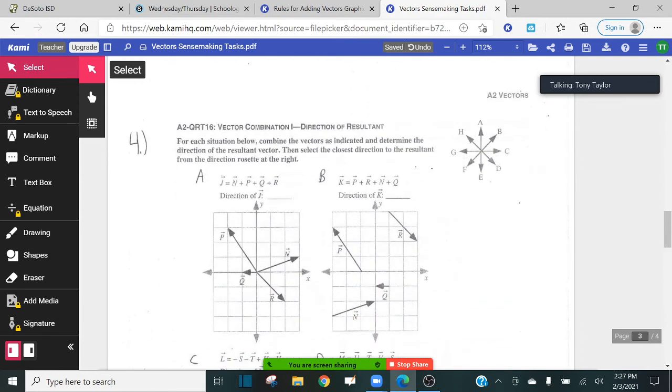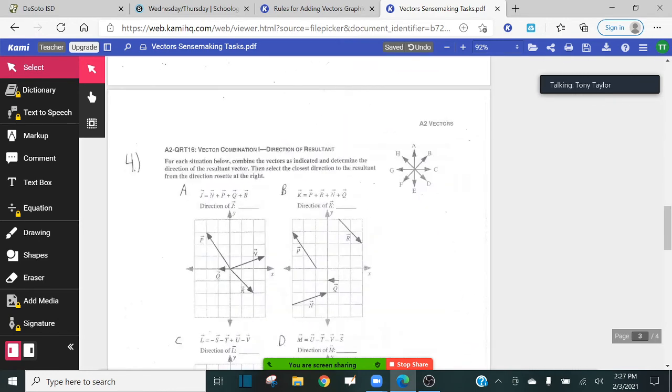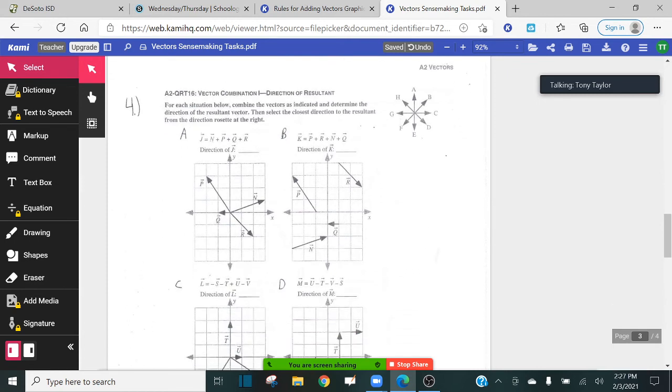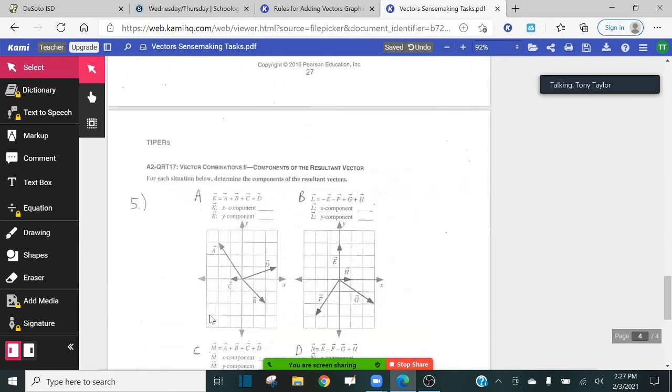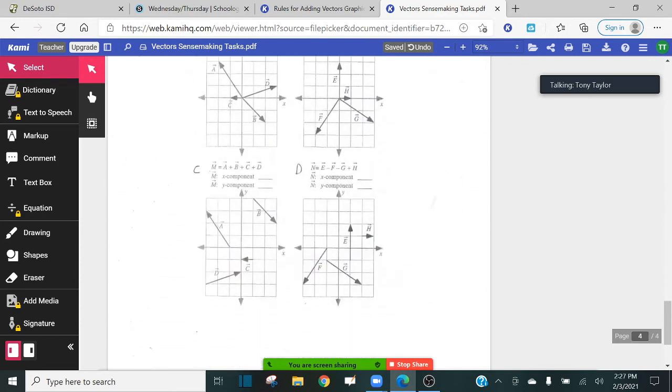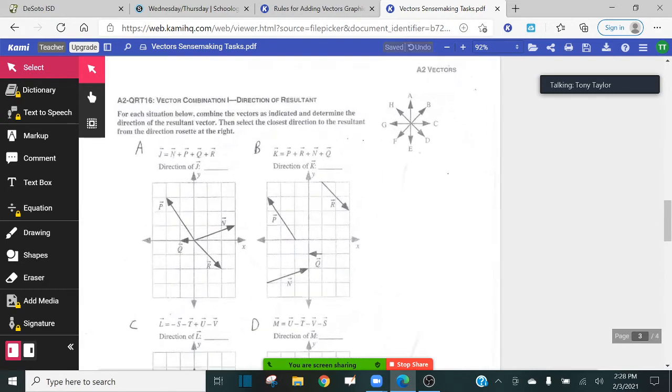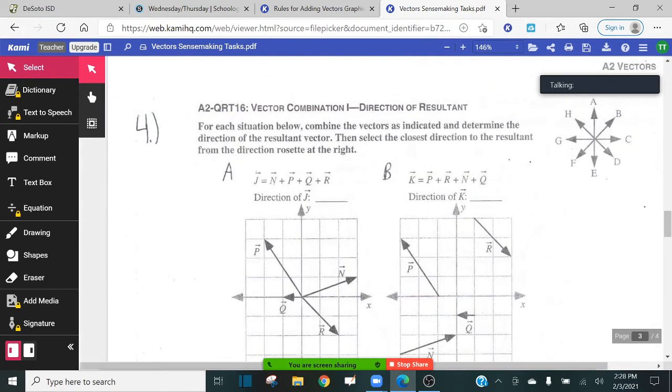Okay, guys, here's what I'm going to do. I'm going to do number 4A with you, and the rest you're going to do on your own. You're going to complete the rest of these on your own, including number 5. Okay?